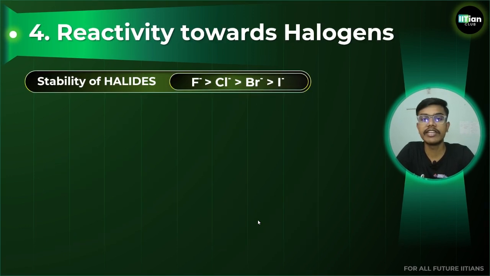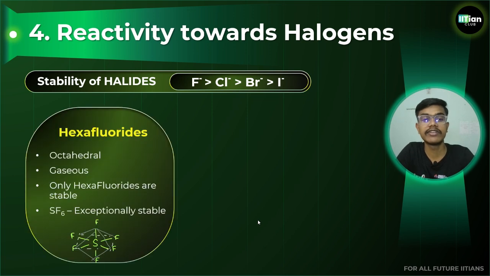Next, we have reactivity towards halogens, and they form halides. The stability of these halides is as given. Fluorine has the highest stability. They form multiple fluorides like hexafluorides, tetrafluorides, monohalides, and so on. We will see hexafluorides first. Hexafluorides are octahedral in geometry and they are gaseous. Only the hexafluorides are stable.